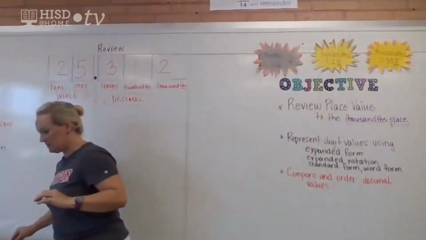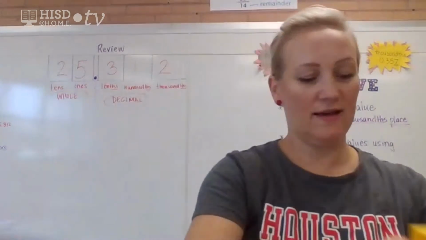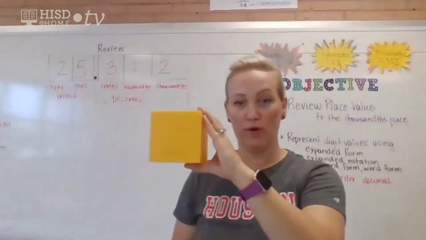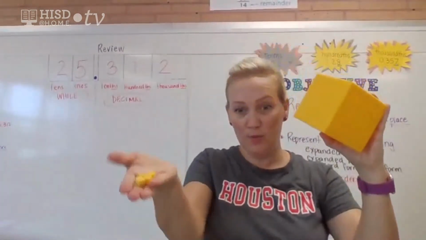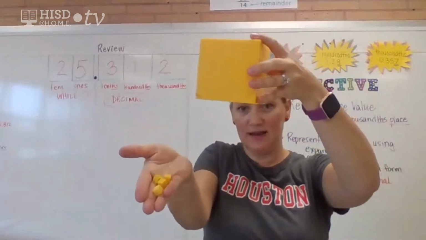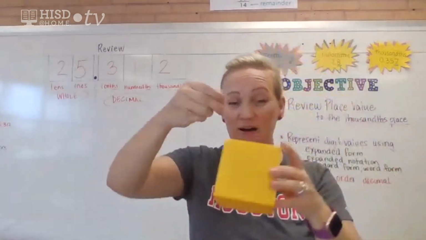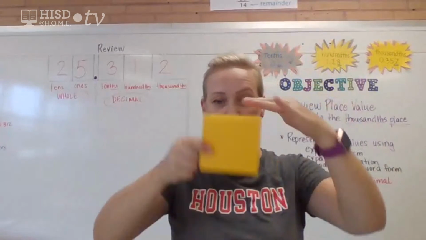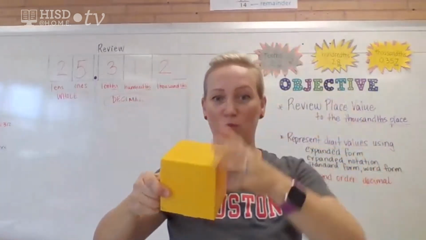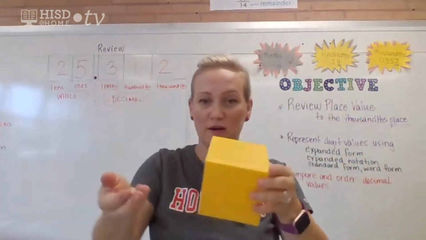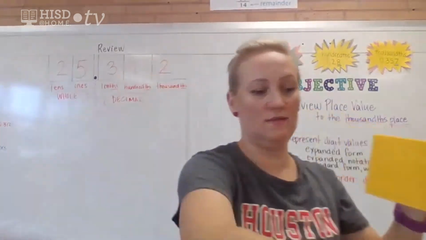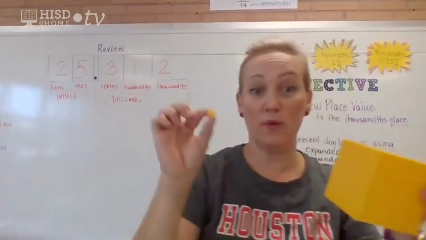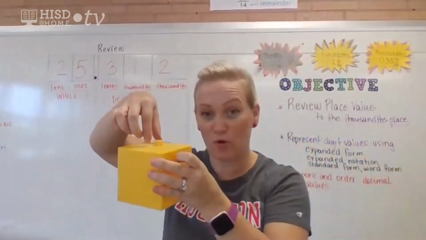Last but not least, pretend that my whole number exploded into a bunch of tiny pieces. See that? So I need 1,000 of these. If I could open this up, it's plastic. If I could open this up and pour these in here, it would take me 1,000. I'll show you one at a time. It would take me 1,000 of these to fill up a whole.